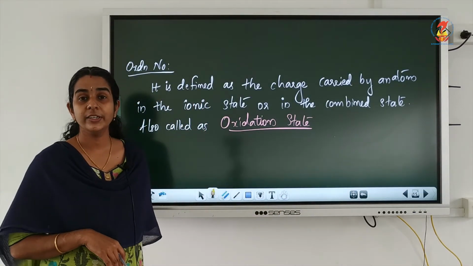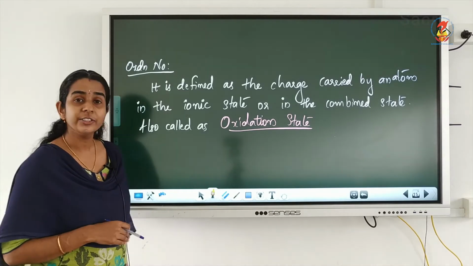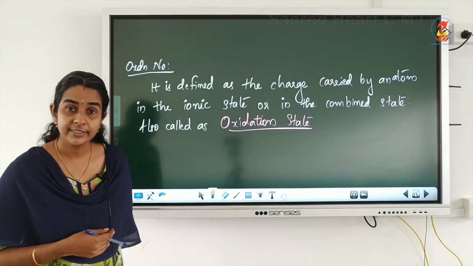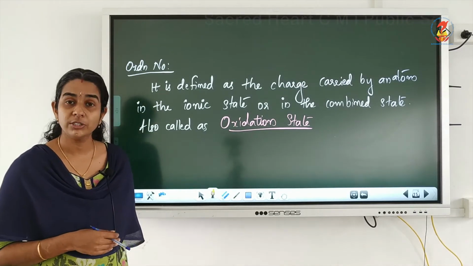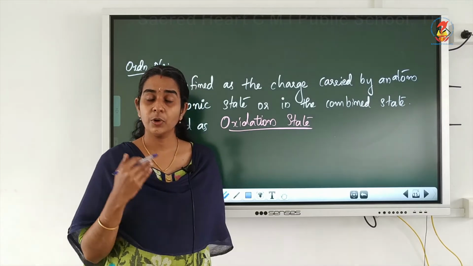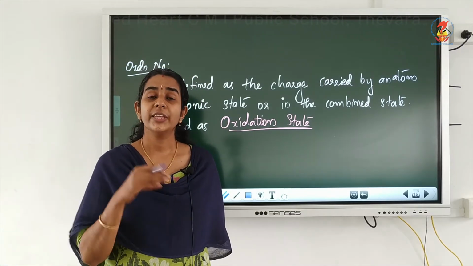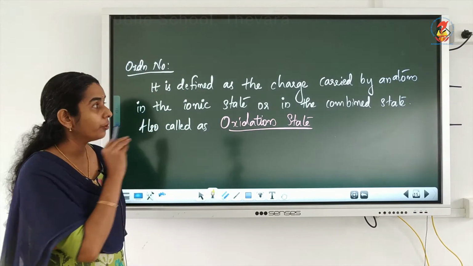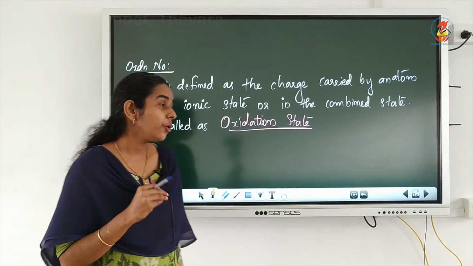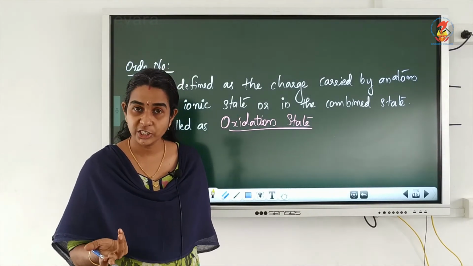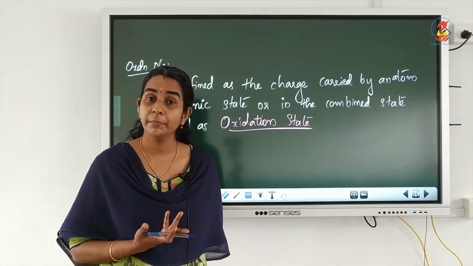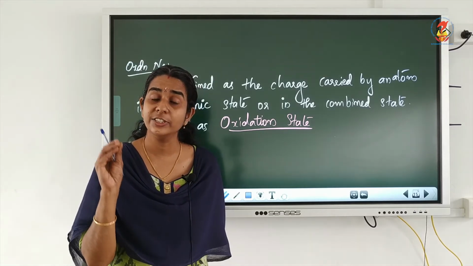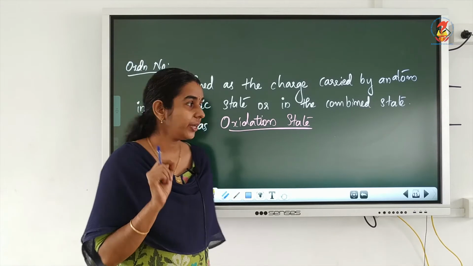So how we can define oxidation number is, it is a charge carried by an atom in the ionic state or in the combined state. It is also known as oxidation state. So oxidation number or oxidation state, we can simply call it a charge carried by an element or by an atom in the ionic state. Sometimes it will be in the form of charged species or in the form of combined state. So simply, it is a charge carried by each element.